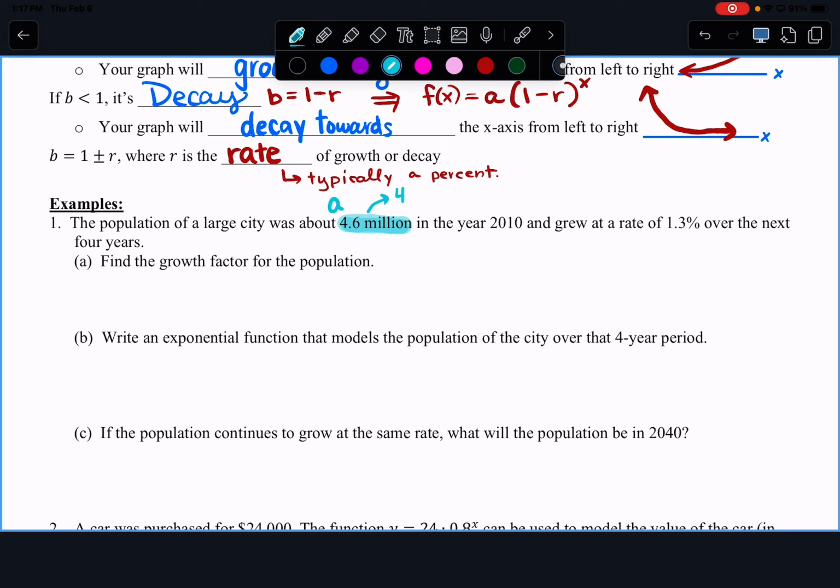4, it would be 4, 6, 0, 0, 0, 0. And how would I read that number? 4.6 million, I mean, 4,600,000. Yep. Now, it's not money, it's people.